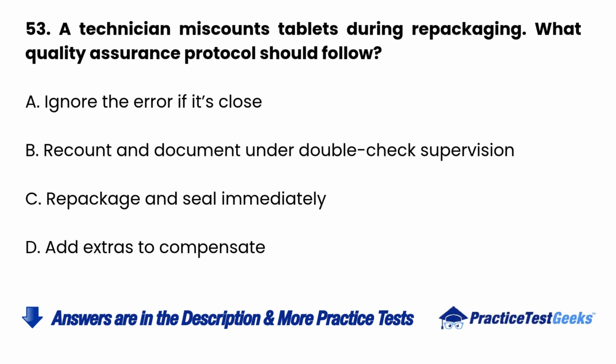53. A technician miscounts tablets during repackaging. What quality assurance protocol should follow? A. Ignore the error if it's close. B. Recount and document under double-check supervision. C. Repackage and seal immediately. D. Add extras to compensate.